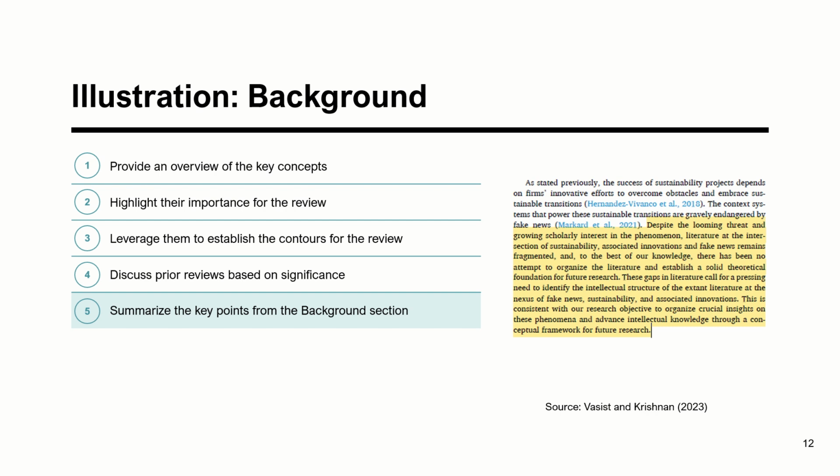Now, if you look at the right, they do that in this article where they say, despite the looming threat and growing scholarly interest, literature at the intersection of sustainability, innovations, and fake news is fragmented, and no attempt has been made to organize the literature to the best of our knowledge. And the gaps that they've called out already lead them to conduct a review, not just do that, but also organize the crucial insights and advance intellectual knowledge through a conceptual framework that sets the stage for future research. So this broadly forms the background section of your paper.